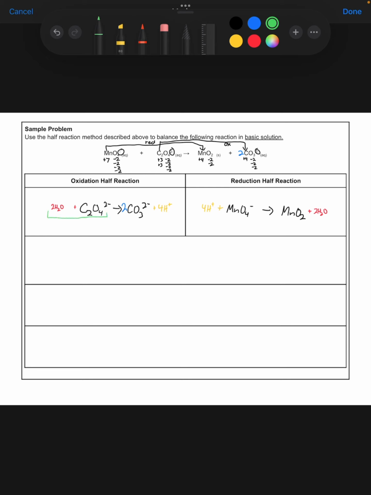So on the left-hand side of my oxidation half reaction, I have my neutral water molecules and my C2O4 molecules with a -2 charge overall on the left. On the right-hand side, I have 2 CO3 2 minus molecules for a total of -4 for that, and then my +4 for my hydrogen ions, giving me an overall charge of 0 on the right-hand side, which means on the right-hand side, I am going to add 2 electrons to make that an overall charge of -2, excuse me, on the right-hand side of my oxidation half reaction.